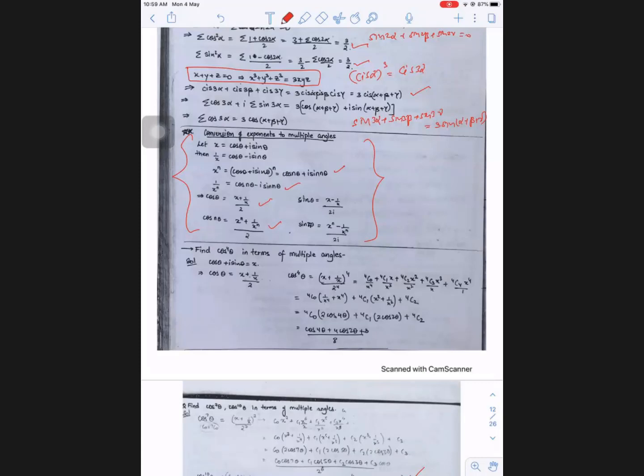In the same way, if you subtract the equations, sin theta is (x minus 1 by x) by 2i, and sin n theta is (x power n minus 1 by x power n) by 2i.